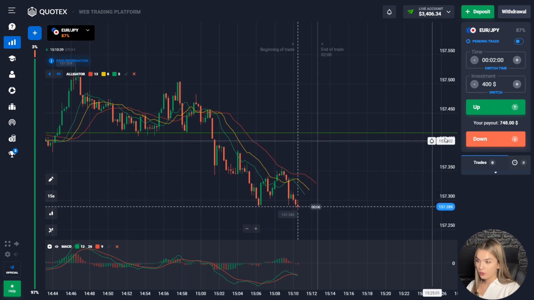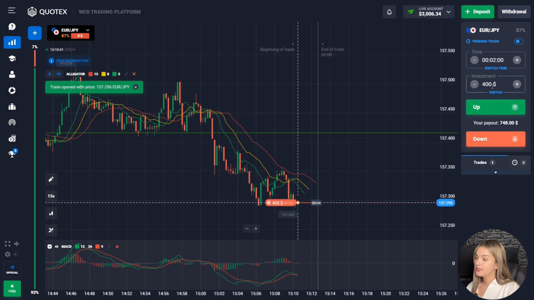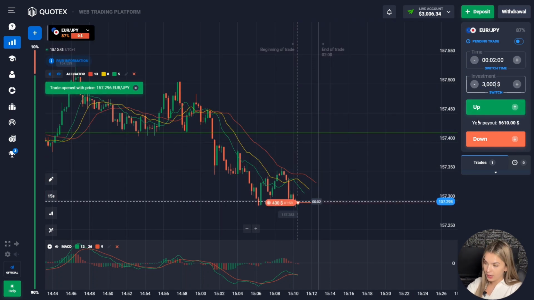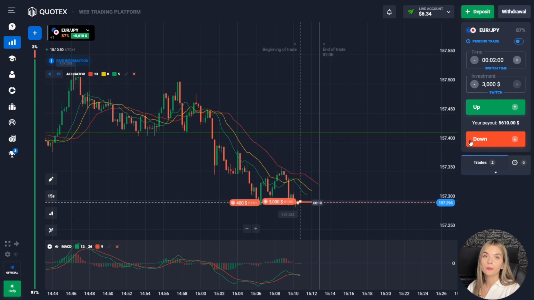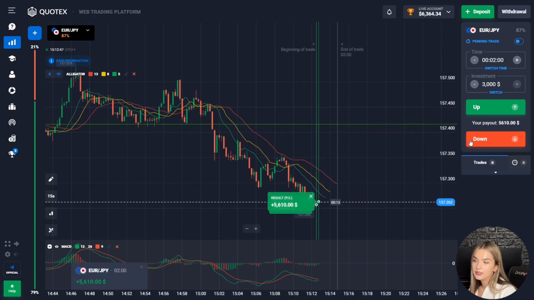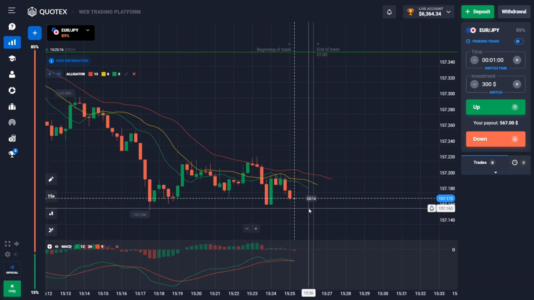So, therefore, I open a deal with almost the entire deposit to go down for 2 minutes, since I see that there was an intersection of sliding lines on MACD. The chart is moving downwards all the time of our deal. And guys, it means that we got the profit.